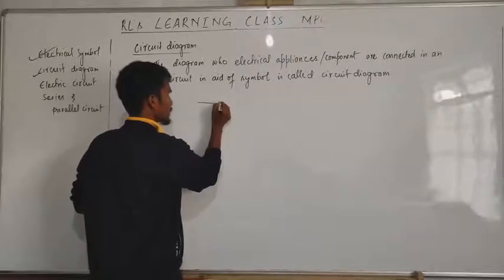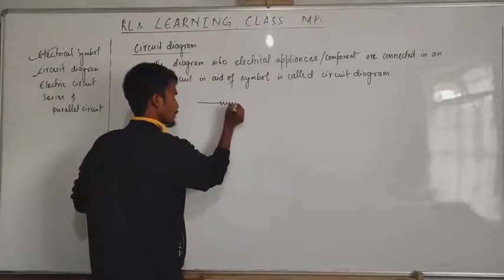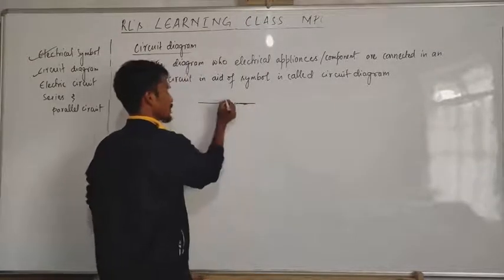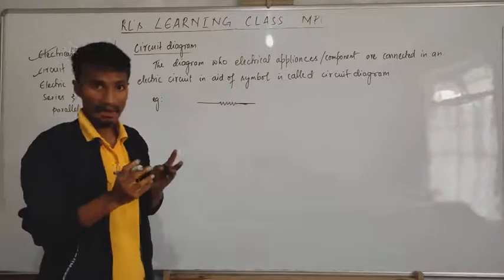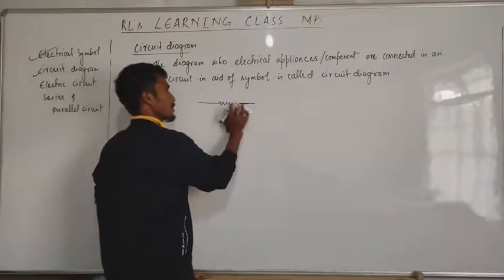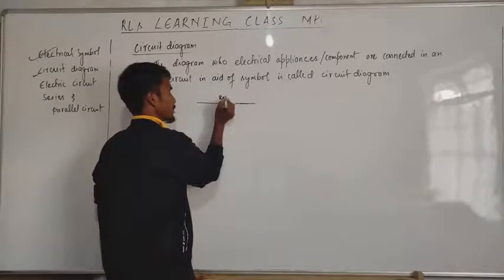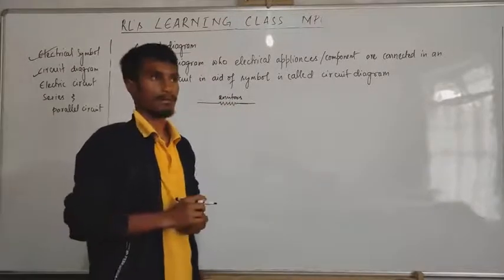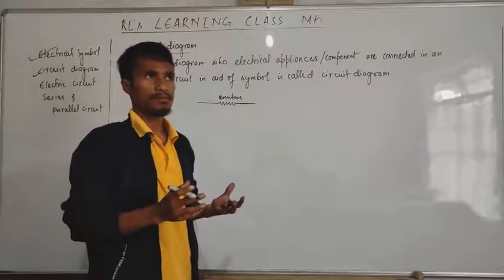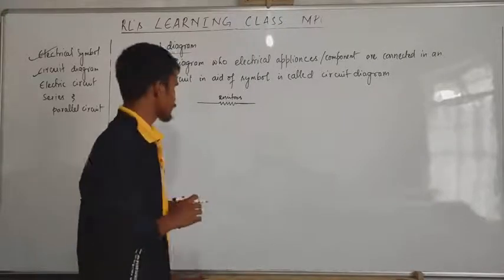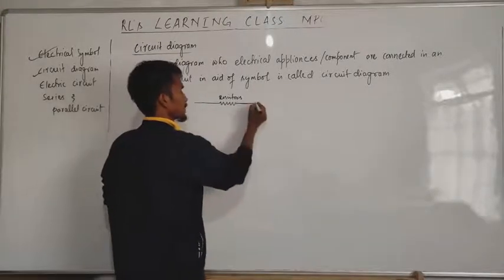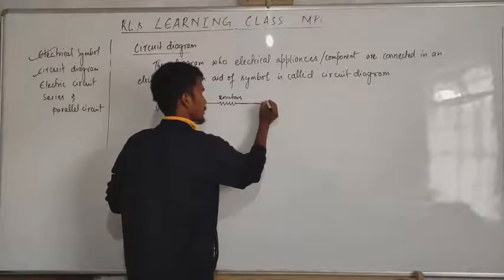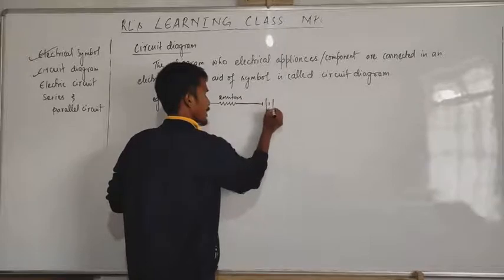Example here, there's a resistor. This resistor is denoted with R, that's a resistance. What types of resistor? It may be your electric heater. And this resistor is connected to, let's say, a battery of how many cells? 2 cells.